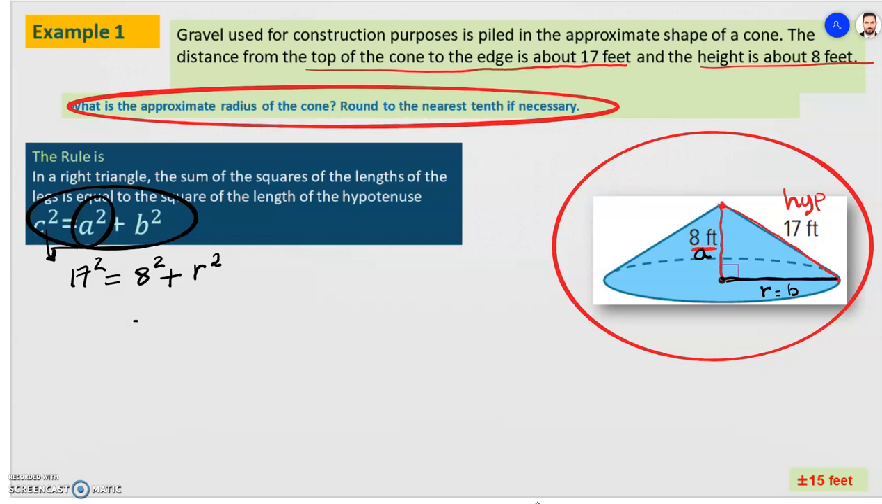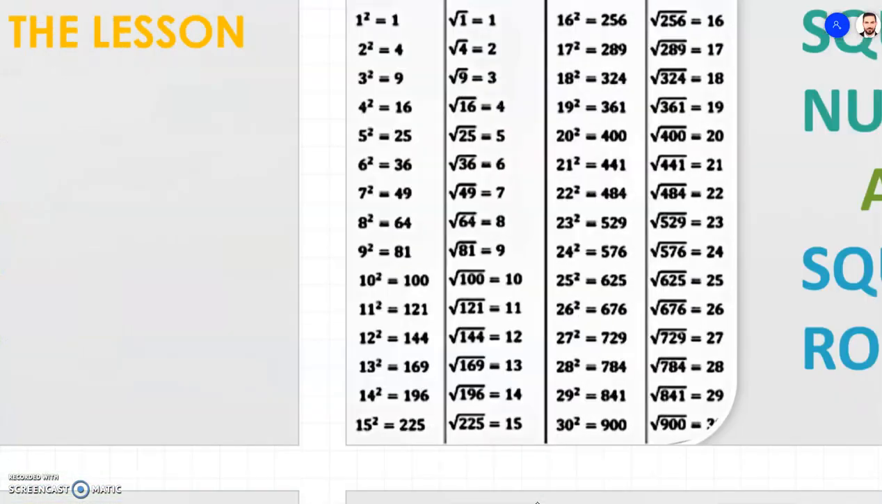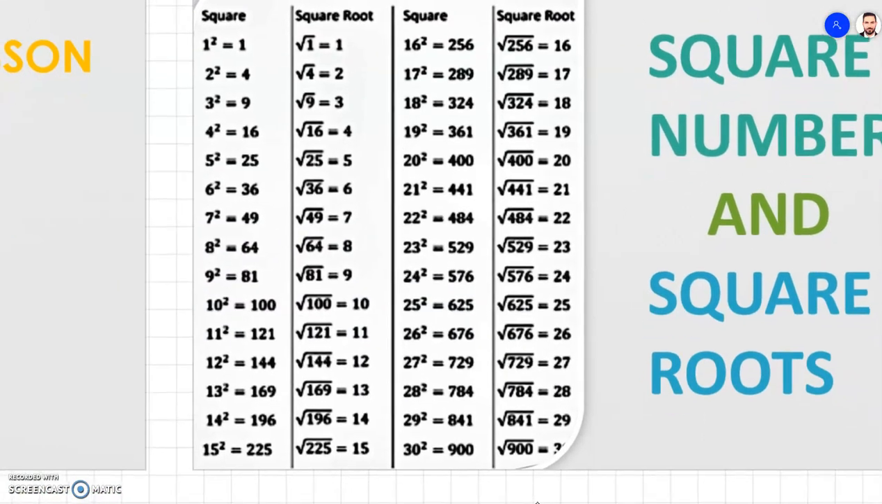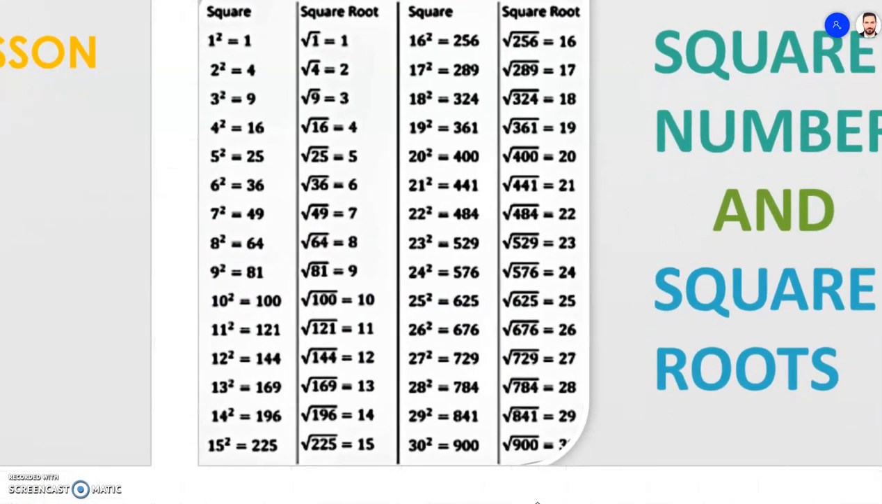Okay, so here we have the rule, which is 17 squared equals 8 squared plus radius squared. How can I get the radius? You have to move 8 squared to the other side. So write radius squared equals 17 squared minus 8 squared. So what is 17 squared? Do you remember it? 17 squared is given as 289.